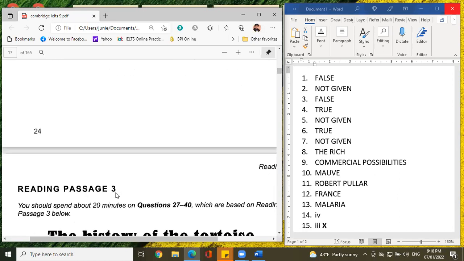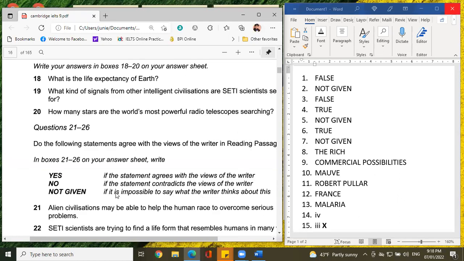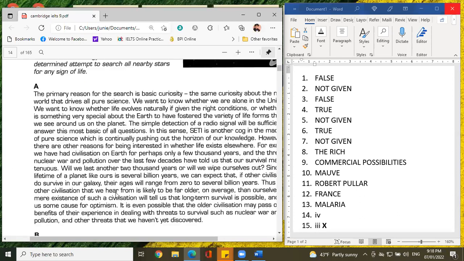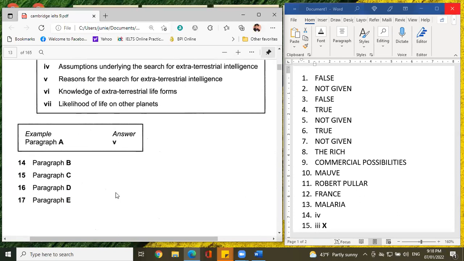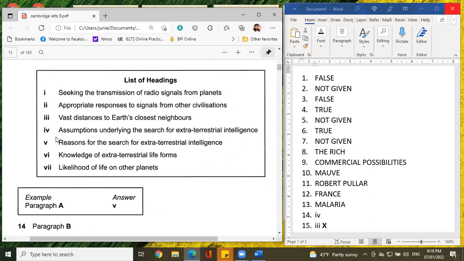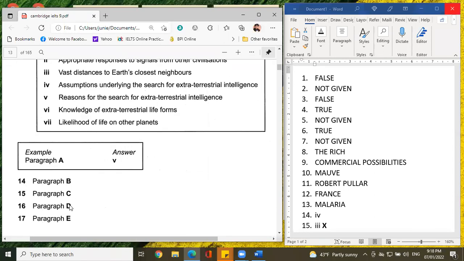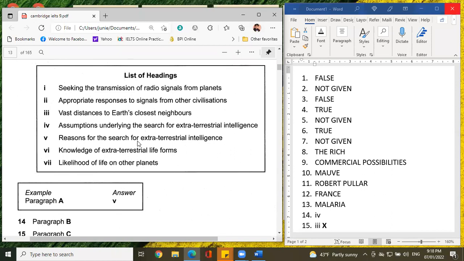And then if you notice this one, the list of headings, that is hard. We do that last. We do it one at a time. We don't do it first. That's it. That's how we do it.